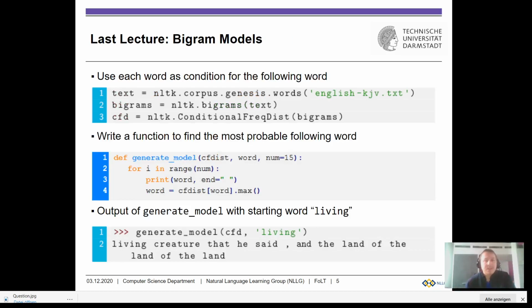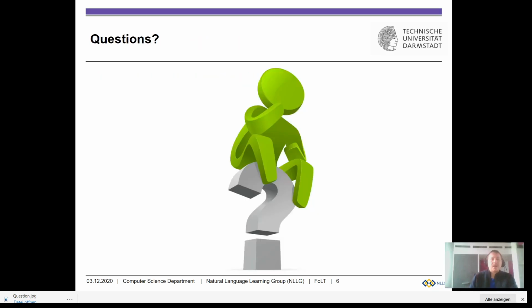We've also seen the bigram model, which we can implement using this conditional frequency distribution, and which allows us to do a very cool natural language processing application, namely we can generate text.